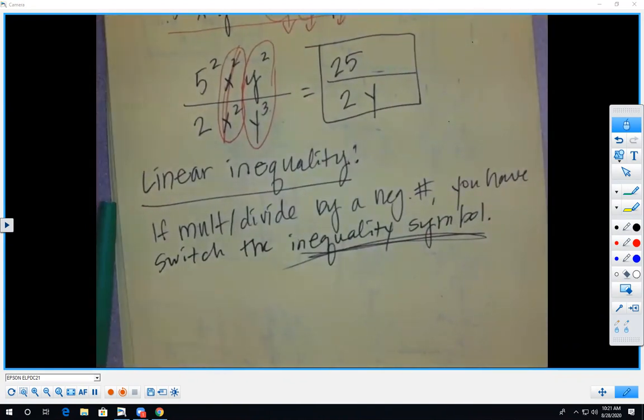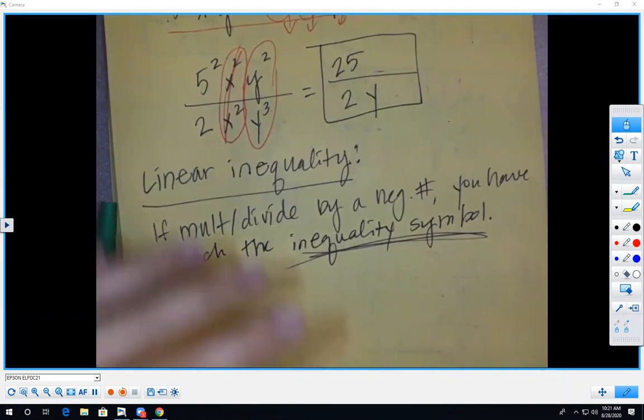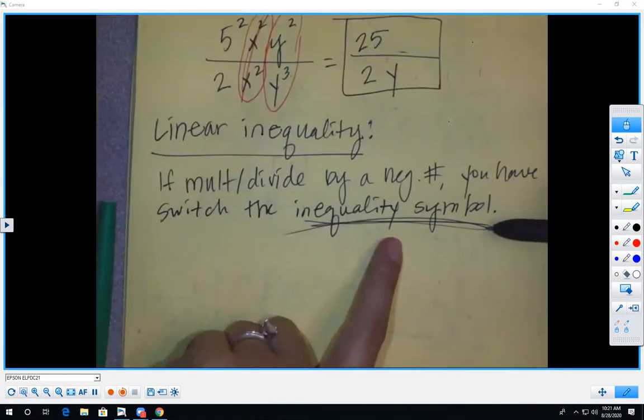This is one of those rules that I feel like people struggle with because of the wording that we say. Like if we say flip the sign, does that mean change the negative positive sign? Does that mean turn the less than or equal to into greater than? I feel like that's what people struggle with. So that's why I'm really making a big deal about saying the inequality symbol.